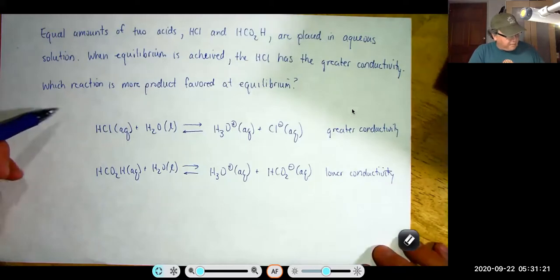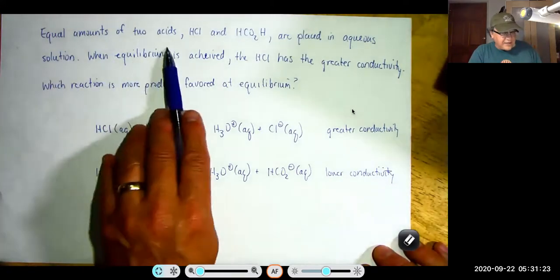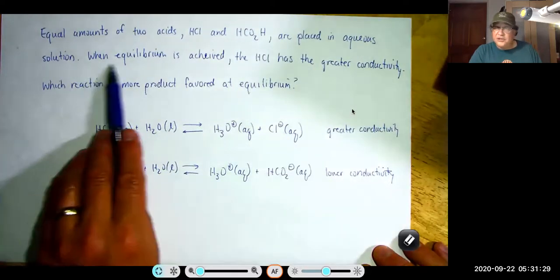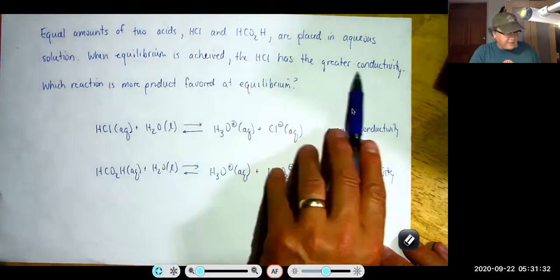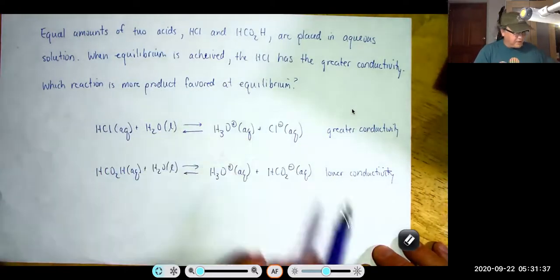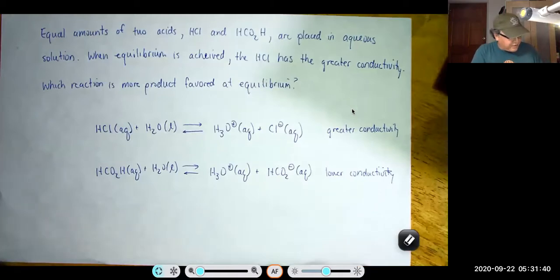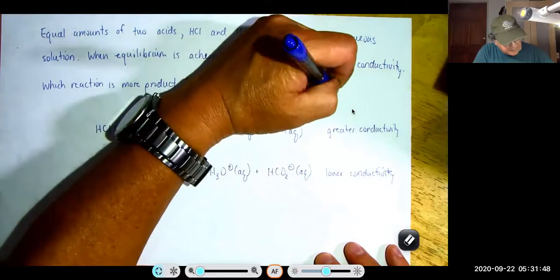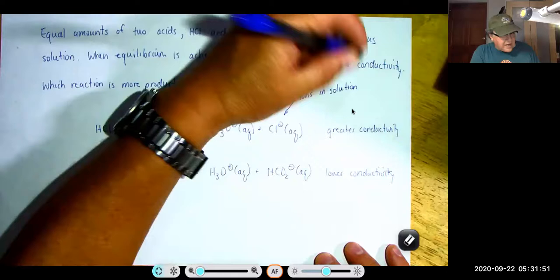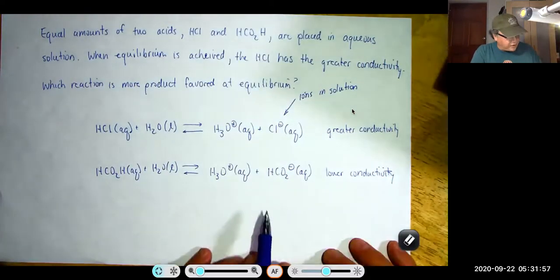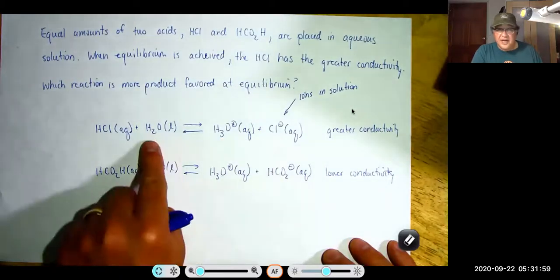So here we have a problem. Equal amounts of two acids, HCl and HCO2H, are placed in aqueous solution. When equilibrium is achieved, the HCl has the greater conductivity. Which reaction is more product favored at equilibrium? So for this particular idea here, we need to understand what makes the solution conductive. And the answer is ions in solution. Ions are what conduct electricity. If you don't have ions, they don't conduct electricity. So these conduct electricity, H2O does not.